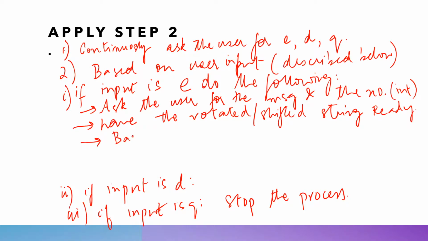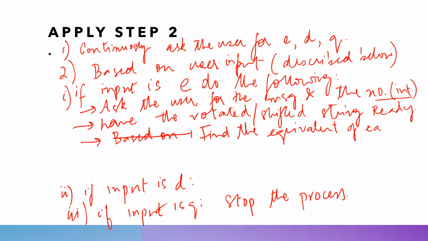Obviously the rotated string was created because of the integer value, right? So I'll not say based on the integer value, but basically, yeah, find the equivalent. Maybe I'll just write: find the equivalent of each element in the input string from the rotated one.